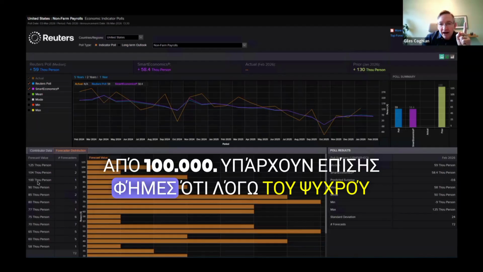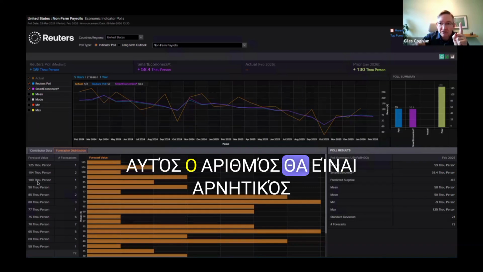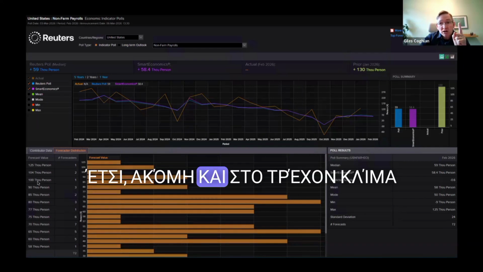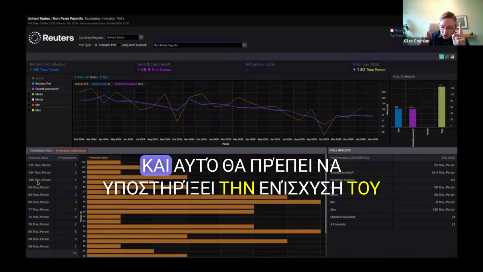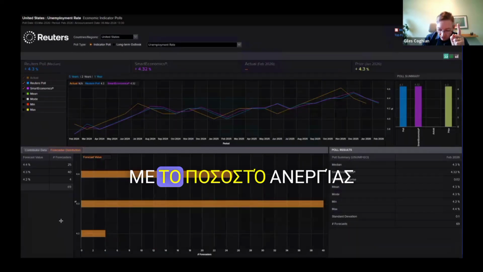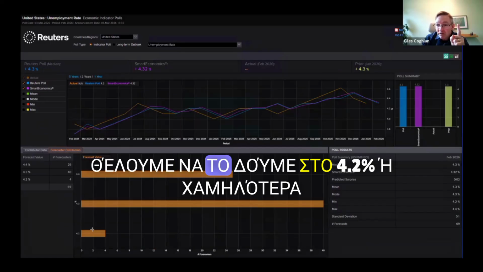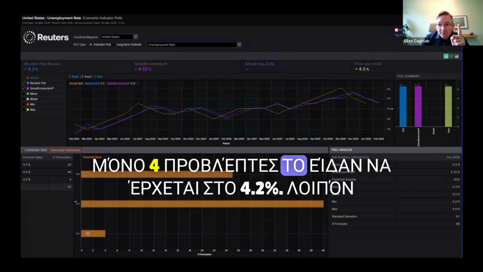There's also rumors going around that because of the cold weather in January and February, this number is going to be negative. So even in the current sentiment, 100,000 would be a surprise to the upside, and that should support dollar strength as long as we also see the following. With the unemployment rate, we want to see it at 4.2% or lower. Do you see? Because that will be a surprise. Only 4 forecasters saw it coming in at 4.2%.